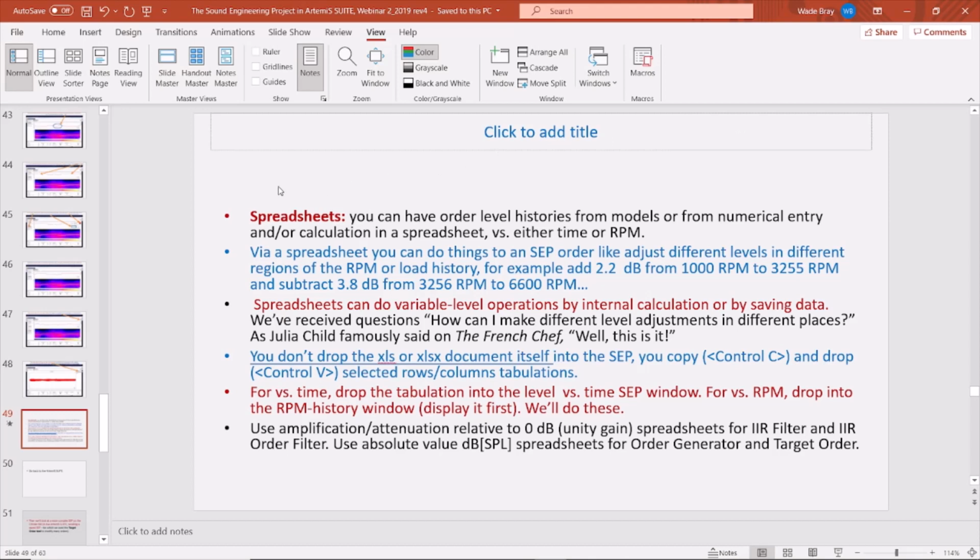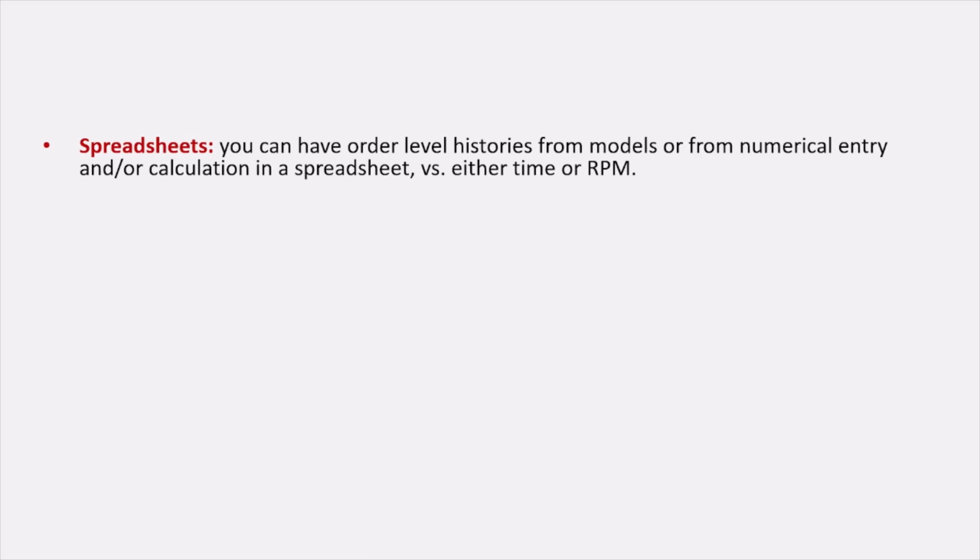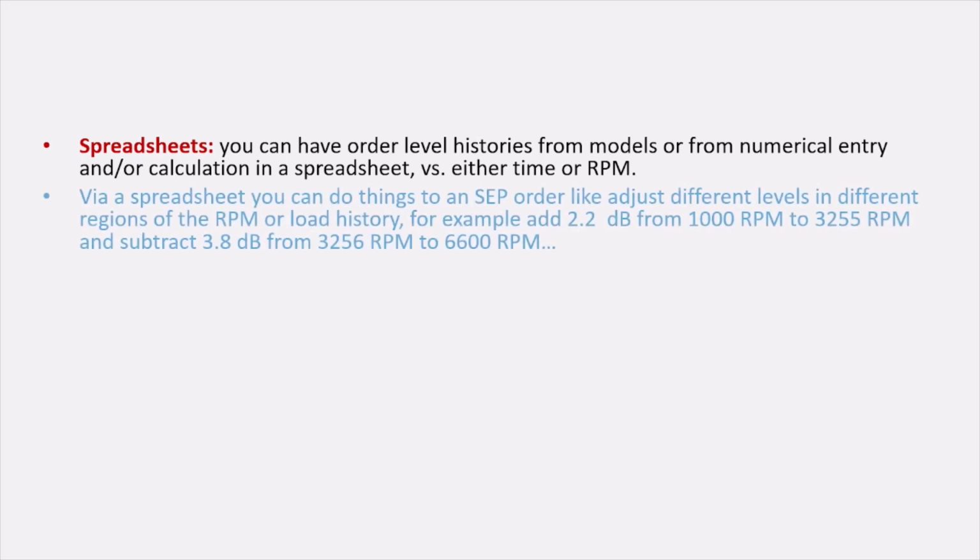And that actually was a slide that I should have talked about spreadsheets, because we're going to use the Jaguar before we leave it. I actually closed it too soon. So let me go back here and talk about spreadsheets. You can have level histories from models or from numerical entry and or calculation in a spreadsheet versus either time or RPM. Via a spreadsheet, you can do things to an order like adjust different levels in different regions of the RPM or load history.